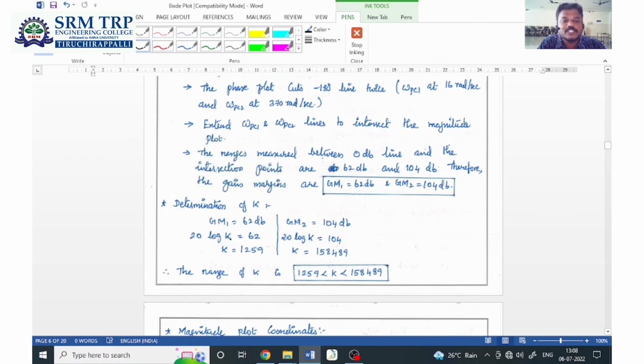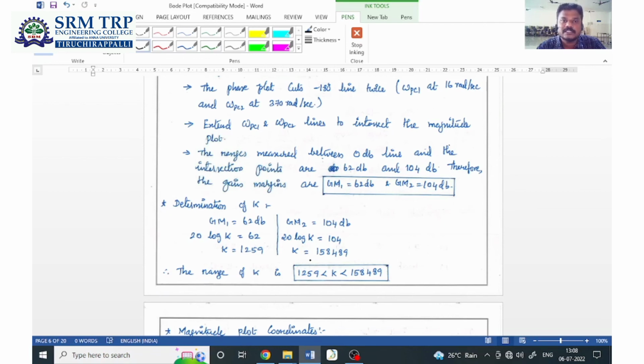By solving this equation you will get the K range. The minimum is 1251 and the maximum is 158489, so the range of K is between these two values. For this problem they have not given any specification, but you know the value of gain margin, and from the gain margin you can easily calculate the range of K. So this is all about this problem.